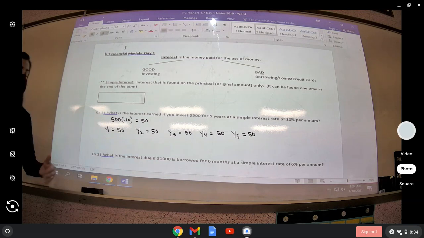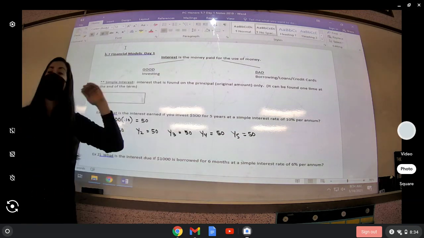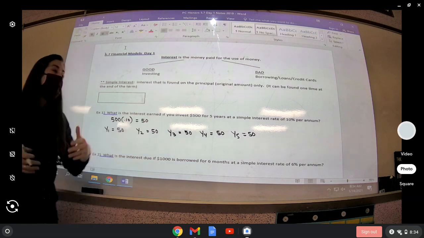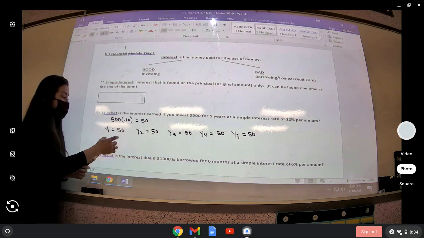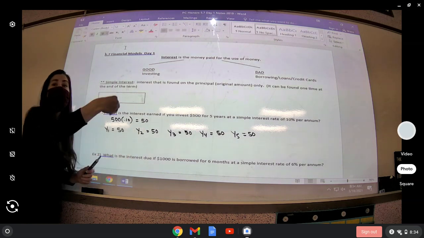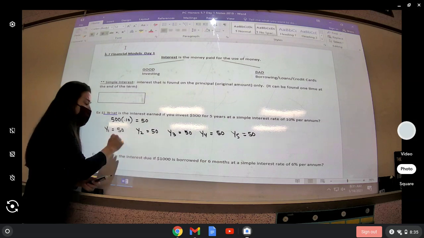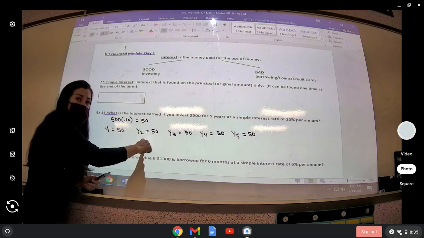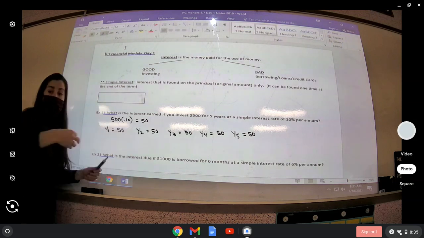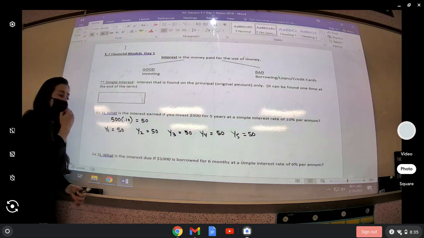The thing is, you don't get to see this $50 in your account until after the 5 years has ended. Where a lot of times with interest, after year 1, they'll add the $50 in, and now you have $550 sitting in your account for year 2. And now the first $50 earns interest all the way through during year 2. So interest earns interest. But that's not how simple interest works.